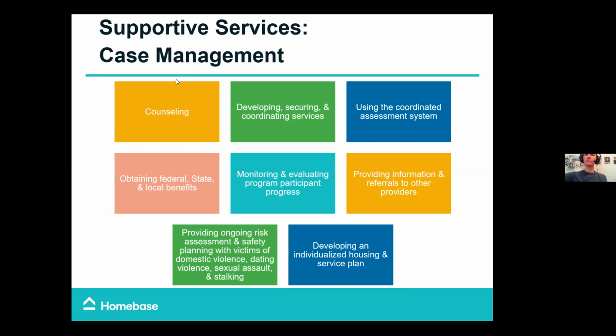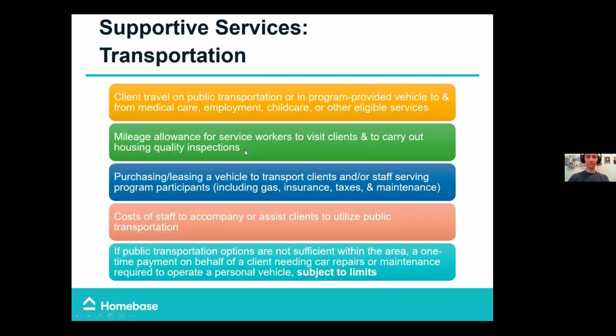The next category of supportive services that we will cover is transportation. Eligible supportive services costs include the costs of travel for participants or service workers for certain eligible activities. For participants, it includes travel to and from medical care, employment, childcare, or other eligible services. For service workers, it includes travel for client visits and to carry out HQS inspections. These costs can be related to public transit or to a vehicle.